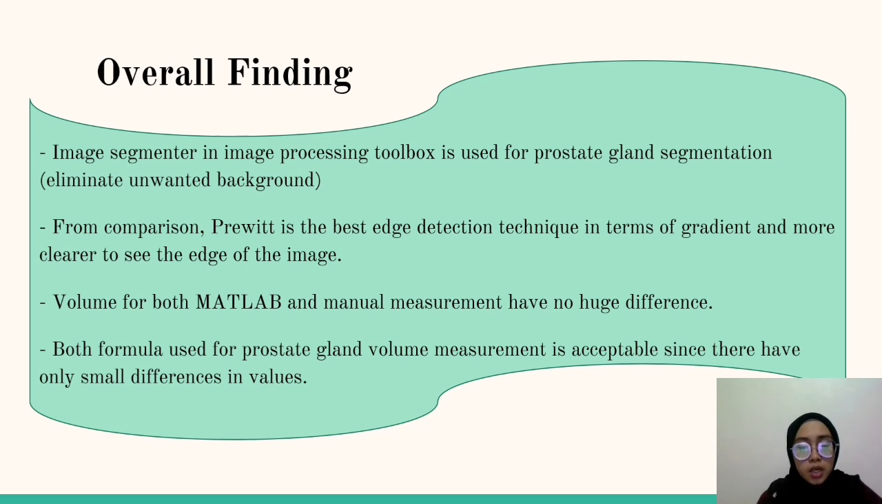From all the techniques used, which are Canny, Roberts, Sobel, LoG, and Prewitt, we identify and choose Prewitt as the best edge detection technique in terms of gradient, where we can see the edge of the image more clearly. We also calculated the volume of the prostate gland using both MATLAB and manual measurement and see no huge difference in values. We calculate the volume using two different formulas and both are acceptable since they have only small differences in values. Therefore, all the objectives have been achieved.